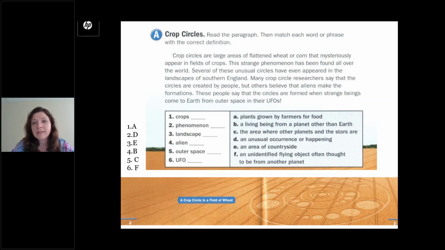So crops, the plants grown by farmers; phenomenon, unusual occurrence or happening; landscape, an area and countryside; alien, a living being from a planet other than Earth; outer space, the area where other planets and stars are; and UFO, an unidentified flying object, often thought to be from another planet. So that is the first thing that we can do.